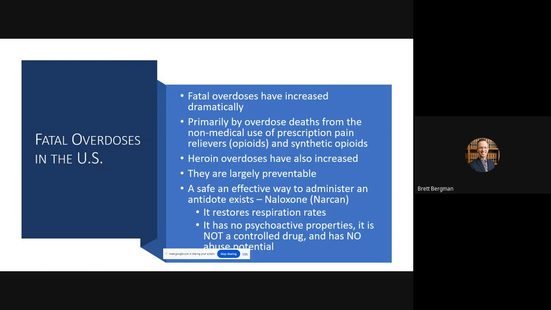So Narcan restores that respiratory drive, and it doesn't have any psychoactive properties. It's not a controlled drug. You can get it over the counter. There's no dependency on it. So it's very safe to administer Narcan to a patient that has an overdose. And that's part of the shift that we're seeing in the pre-hospital environment.